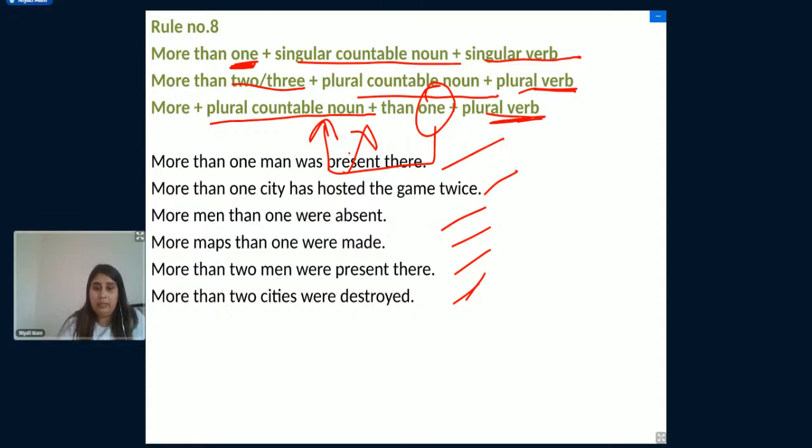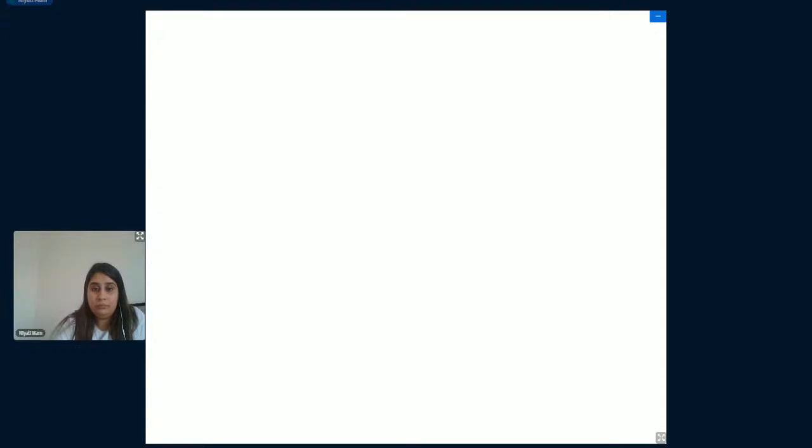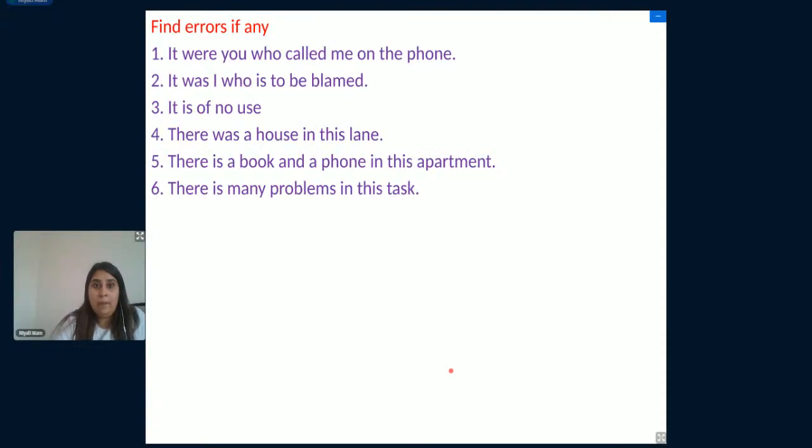So let us consider, find errors if any. It were you who called me on the phone. Okay, see. It were you who called me on the phone. It was I who is to be blamed. It is of no use. There was a house in this lane. There is a book and a phone in this apartment. There is many problems in this task.